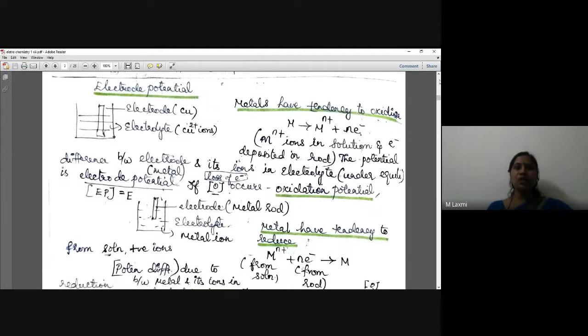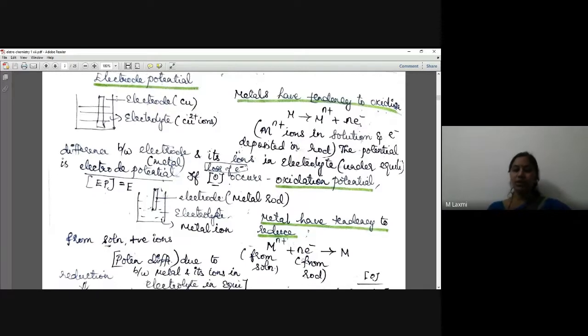Then we saw what is electrode potential. Electrode potential is the difference in potential between the electrode and its ions present in the electrolyte solution under equilibrium. This is called electrode potential. Metals have a tendency to undergo oxidation as well as reduction, so they have a tendency to lose electrons and accept electrons. If oxidation occurs, you call it oxidation potential. If reduction occurs, you call it reduction potential.